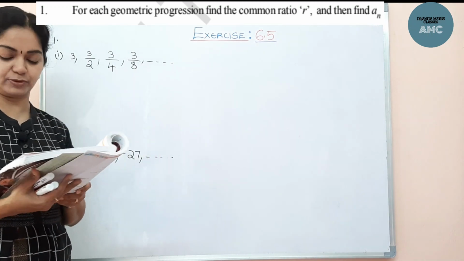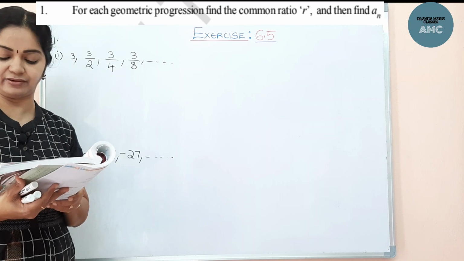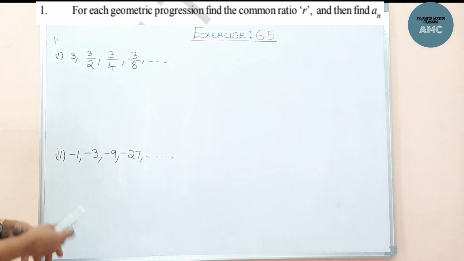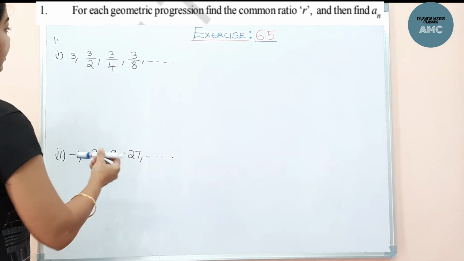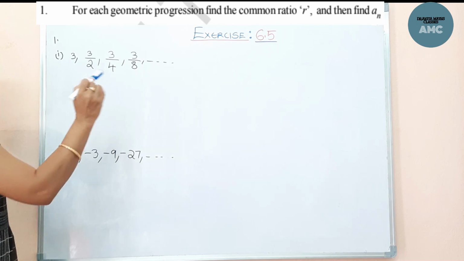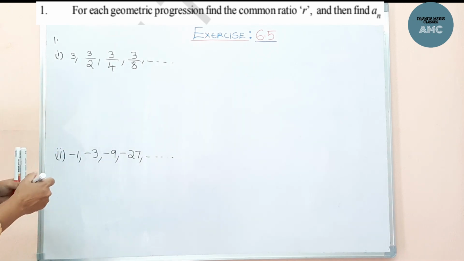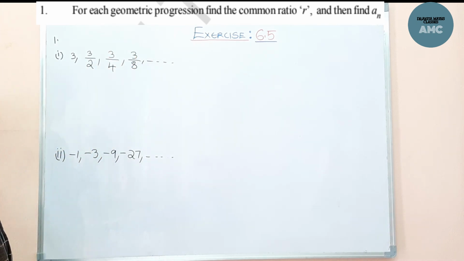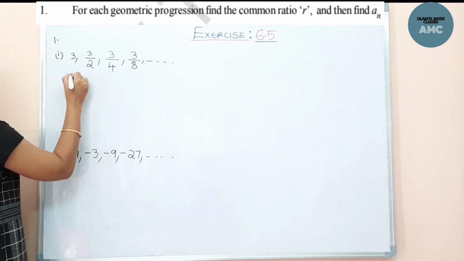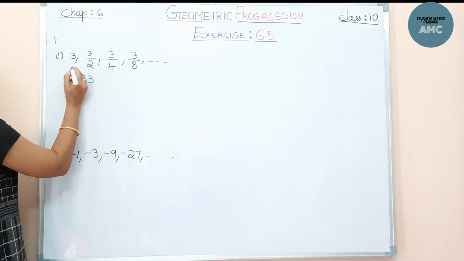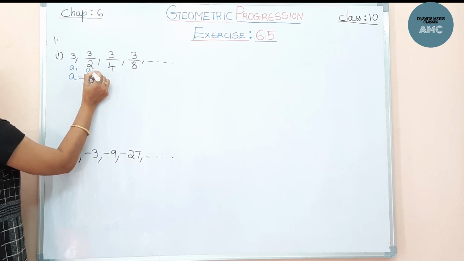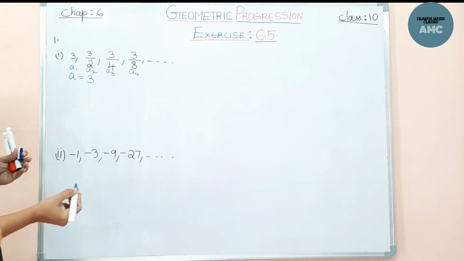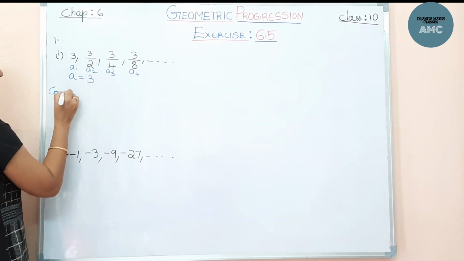Now exercise 6.5, the first problem. For each geometric progression, find the common ratio and then find the an. That is, we have to find the common ratio as well as the nth term here. Okay. Now I have noted down two problems. Out of 4, I have written 2 problems, the first and the second one. Now here, let's start. The first term here is 3, right? Now let me note down, this is a1, a2, a3 and a4.